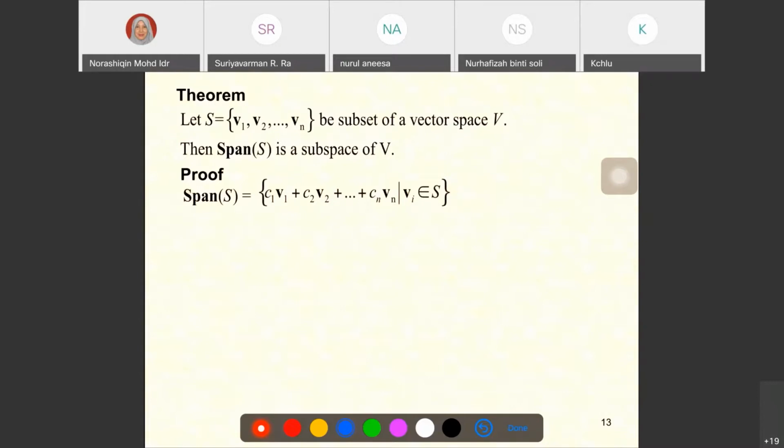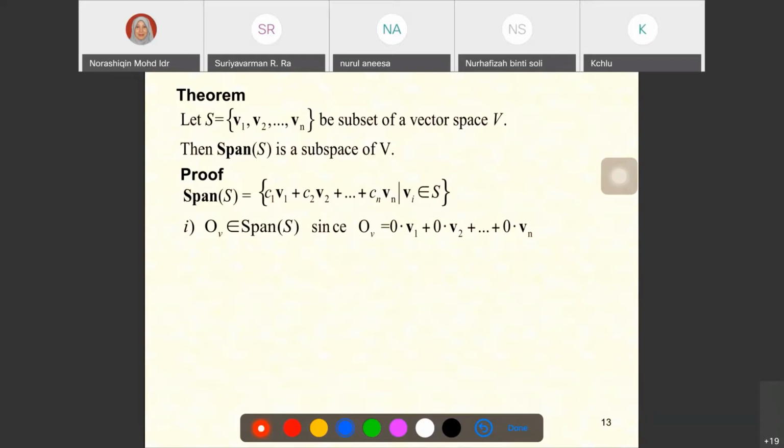Now, number 1 is identity. Is this span of S non-empty? For sure, right? Because 0 is in it. 0 is in span of S because 0 can be written as 0 times V1 plus 0 times V2 and so on. Remember when you want to show non-empty, go back to the identity. Usually.